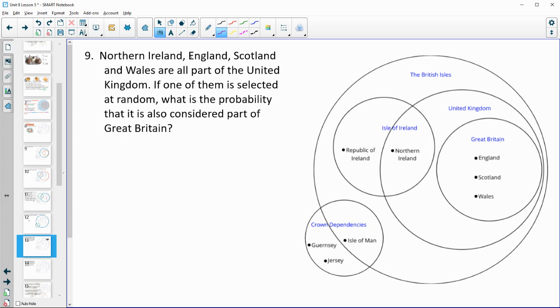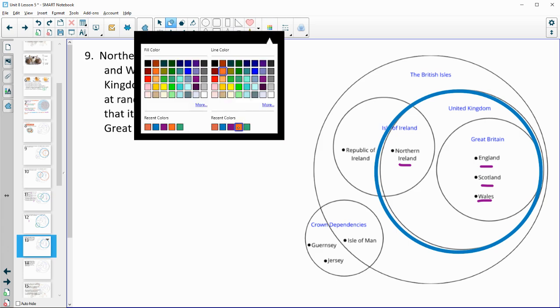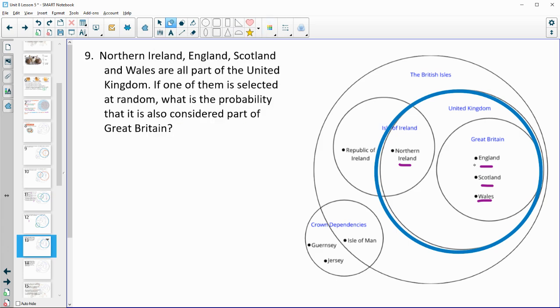Number 9, Northern Ireland, England, Scotland, and Wales are all part of the United Kingdom. So what's the probability if one of those is selected at random that it's also part of Great Britain? Here's Great Britain. So out of those 4, how many are also part of Great Britain? You can see 3 of them out of the 4 satisfy that condition.